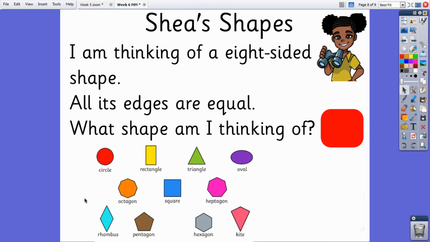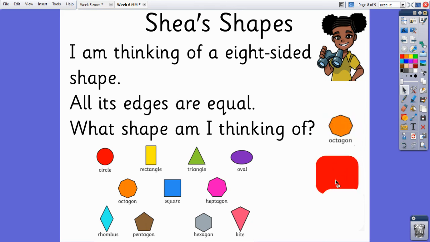Let's check our answer. We know that the only 8-sided shape with edges that are equal is an octagon. Well done if you got this answer.